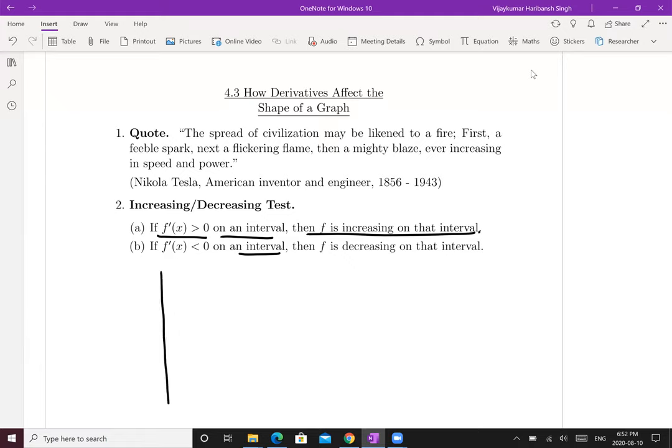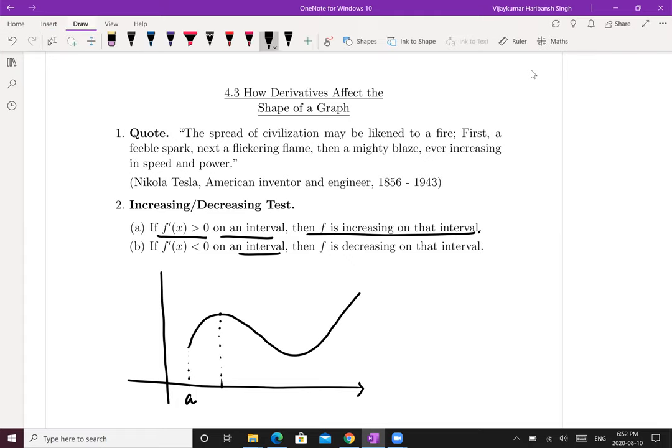So suppose you have a function. In this case, from here to here, f prime x is greater than 0. So f prime x is greater than 0 here. Now from here to here, f prime x is less than 0. Then again, after this, f prime x is greater than 0. And you can see that f is increasing, and here again f is increasing.